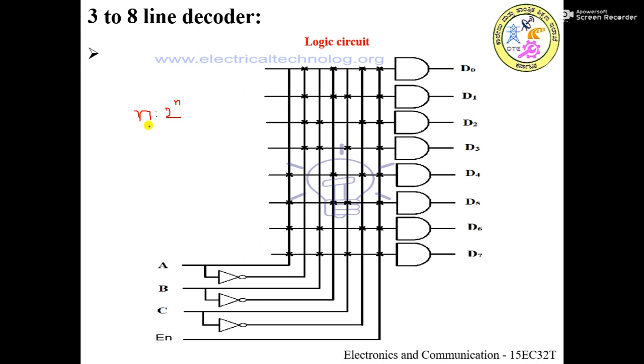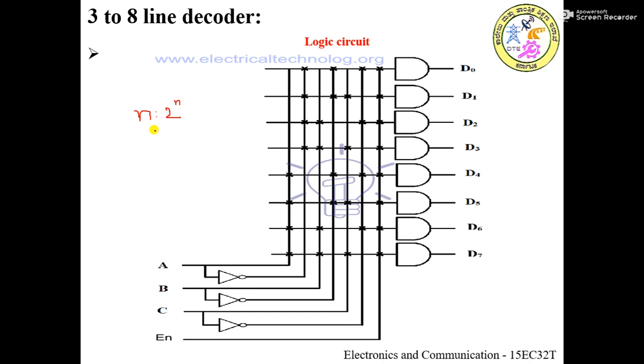If you put different values for n, with n equal to 1, we have seen the 1 to 2 decoder. With n equal to 2, that is a 2 to 4 decoder, and with n equal to 3, it is a 3 to 8 line decoder. We have seen their operation like logic symbol, their truth table, as well as their logic circuits.